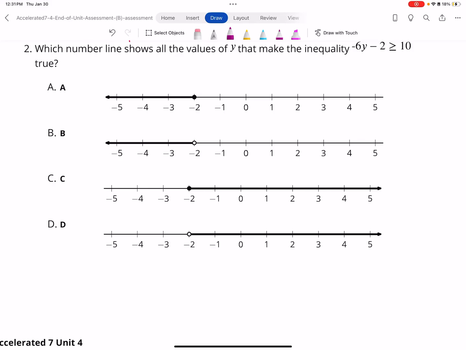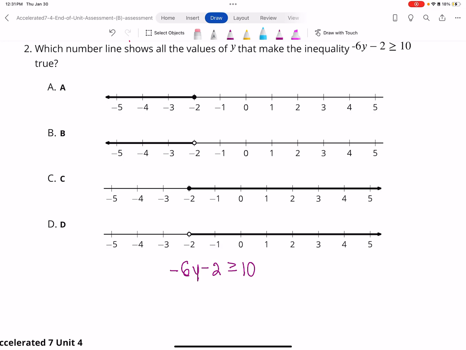Question 2. Which number line shows all the values of y that make the inequality negative 6y minus 2 is greater than or equal to 10 true? I'm going to show the work over here by rewriting this inequality. Now first, just like solving for an equation, you would need to isolate the variable.